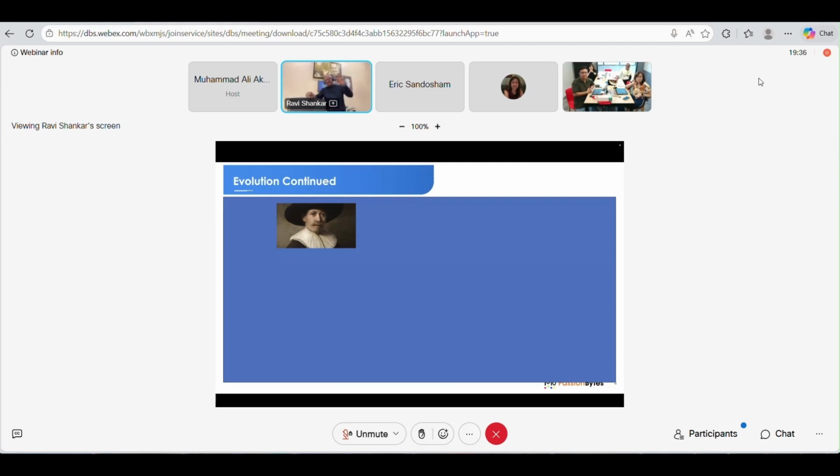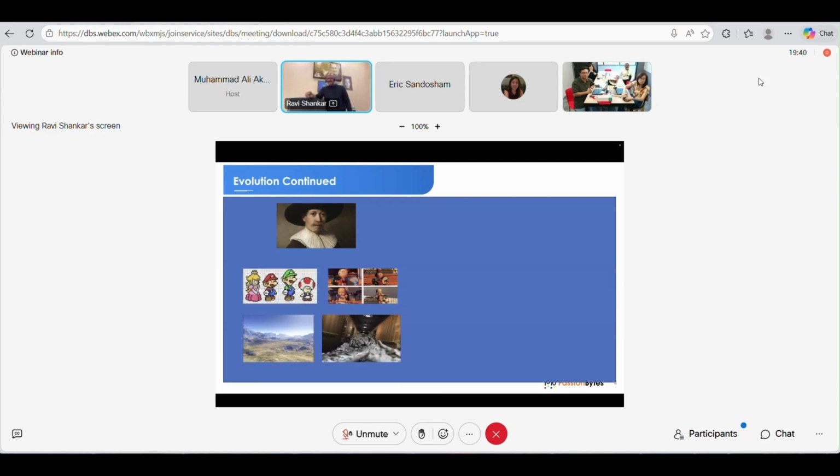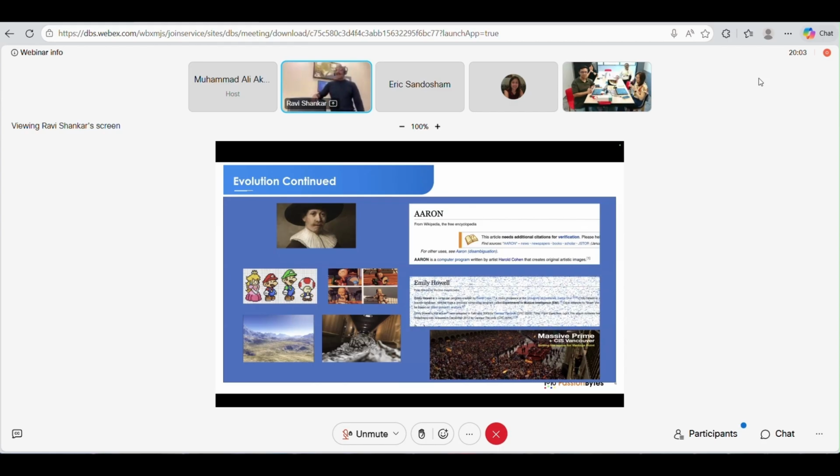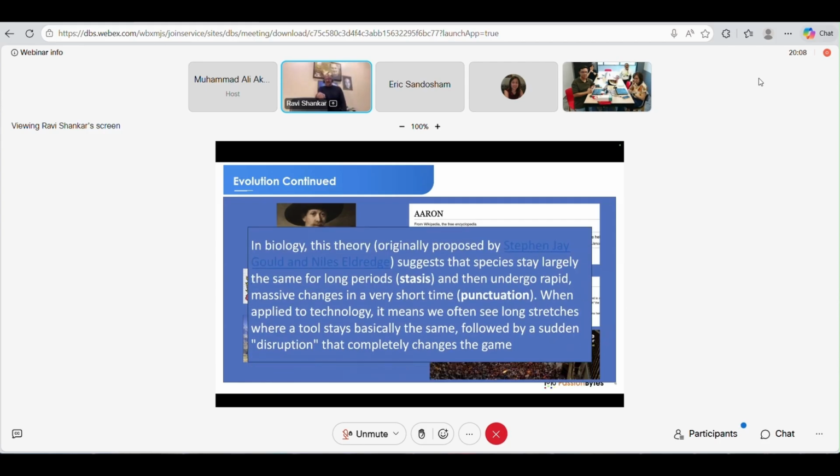After that came the cartoon films, the Toy Stories of the world. And the last one is the Titanic movie, where the water overflow was created using AI. And then in advertisements, for generating mass audience, they started creating this kind of artificial imagery. And so many software products like Aaron, Emily Howell, all these kinds of products evolved during that particular time.